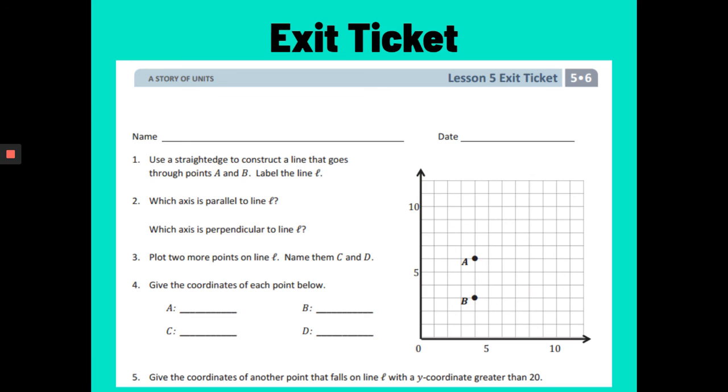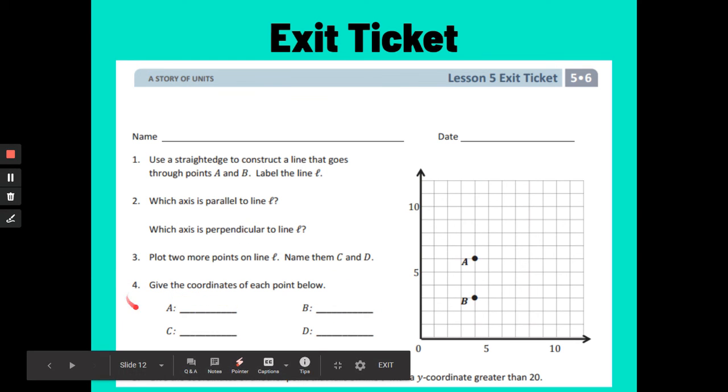And 4, give the coordinates of each point below. Depending on where you put C and D, I can already assume that out of all of these points, there's going to be at least one coordinate that's the same for all of them. C and D are going to look a little different from person to person because you're just going to point them wherever. But A and B are going to be the same.